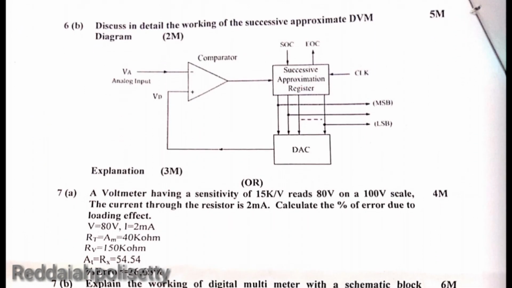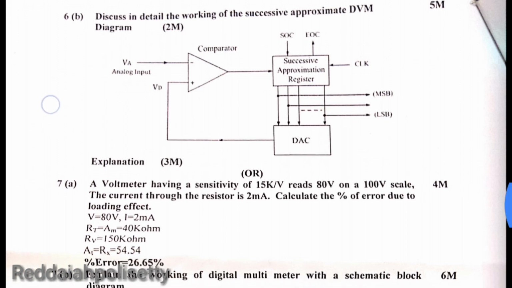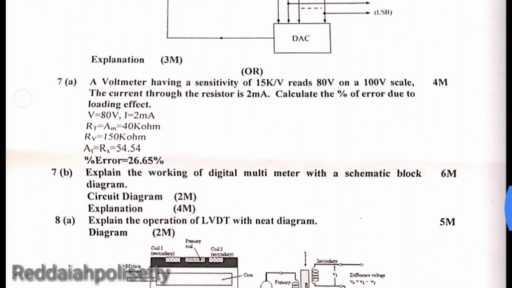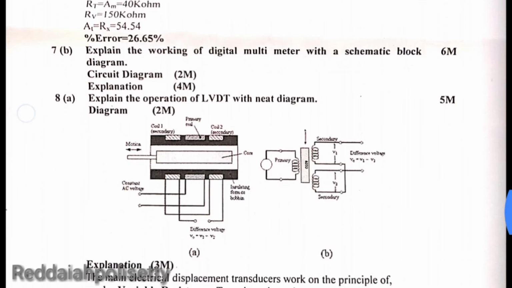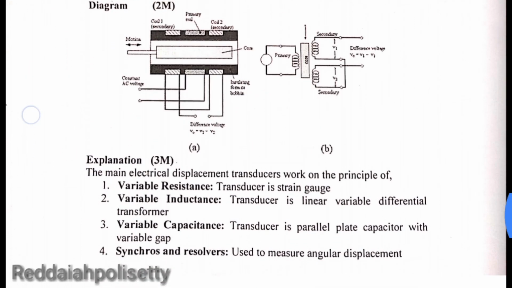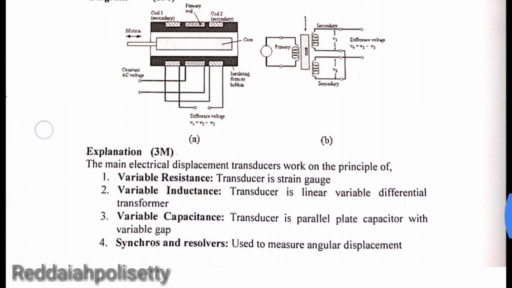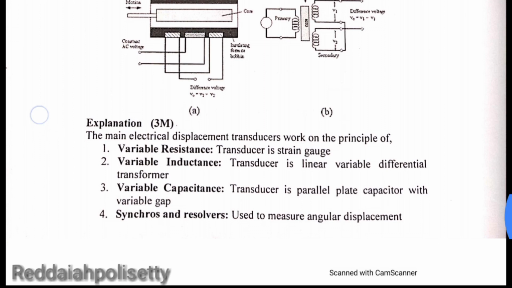This is the successive approximation type DVM. Successively we are approximating the value of the unknown voltage. The block diagram is important. Explanation carries 3 marks. Now LVDT, it is 8A. It has 2 windings, primary and secondary windings. They are connected oppositely. The difference voltage will be V1 minus V2. Explanation like this.